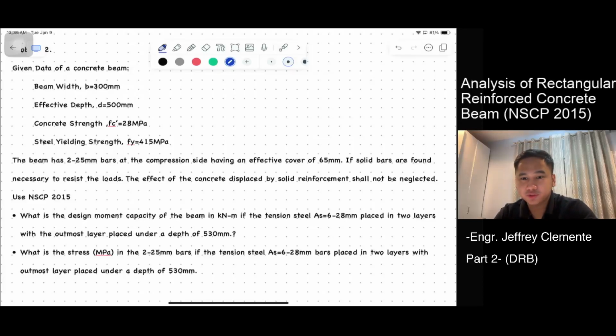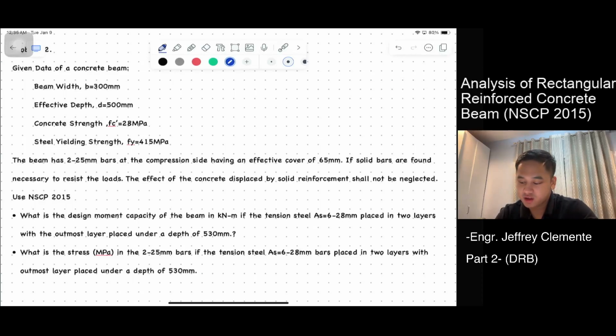Okay? So, this is part 2 of analysis of rectangular reinforced concrete beam, NSCP 2015. So, problem. Given the data of the concrete beam: width is 300, effective depth is 500, concrete strength f'c is 28 megapascal, steel yielding strength is 415 megapascal. The beam has two 25 mm bars at the compression side, having an effective cover of 65 mm.